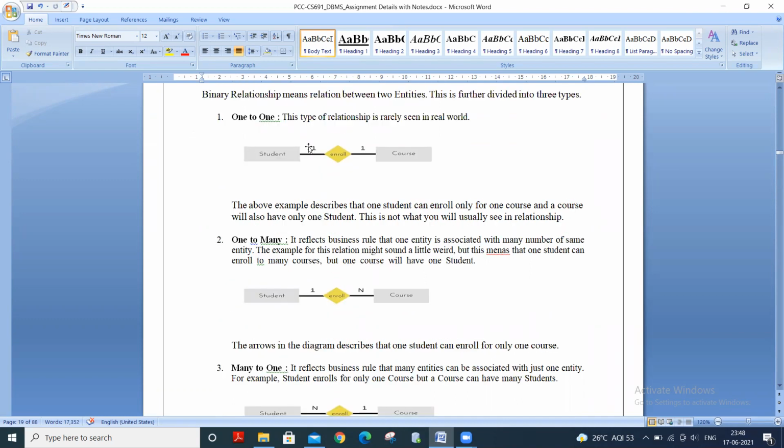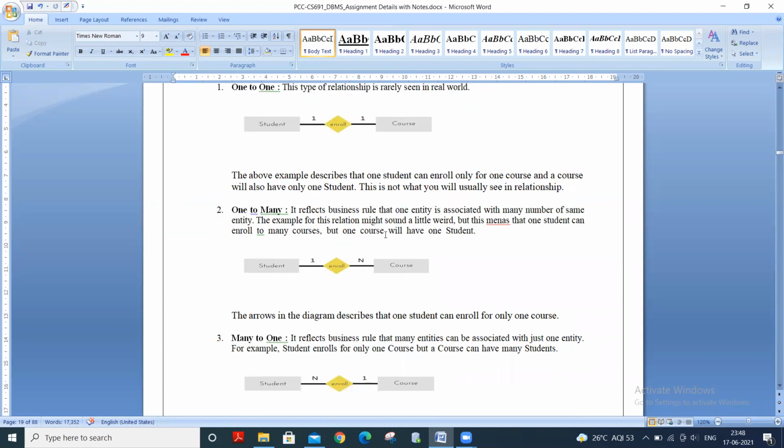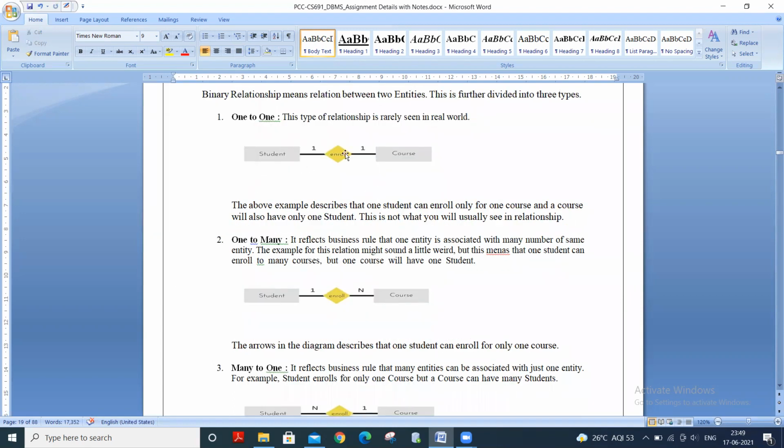So first one is one to one, means the relationship is rarely seen in the world. There is one entity and another entity, but one student can enroll in one course. So it is one to one. Okay. So one student can enroll only for one course, and a course will also have only one student. This is not what you will usually see in this relationship. So it is very rare, as many students enroll for a course, like many students enroll for the BTech course.